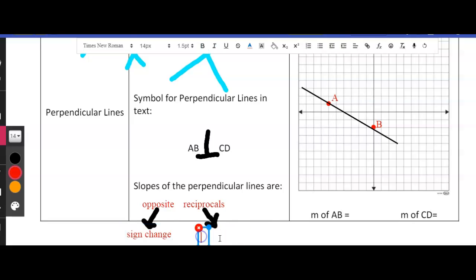And then reciprocal. If you remember back to 5th grade, or 6th grade, you learned reciprocal, and that just meant you flipped it. So you're going to flip the fraction. And if that doesn't make sense now, hopefully it'll make sense in just a second.